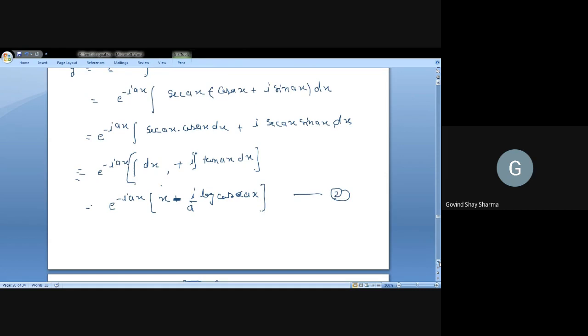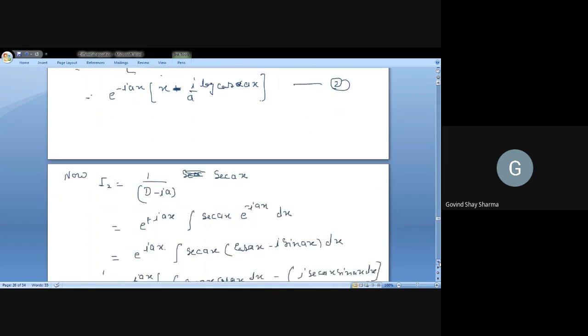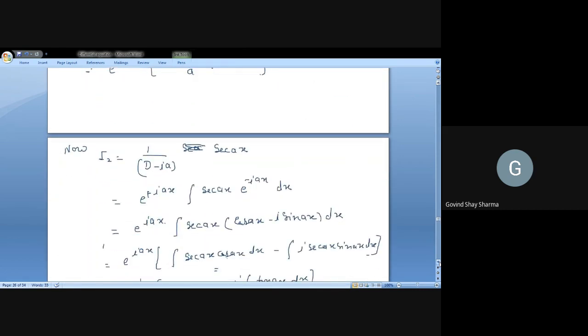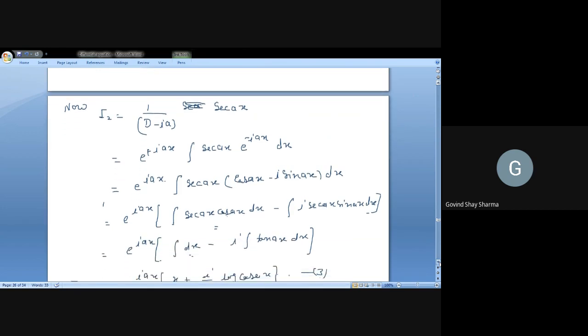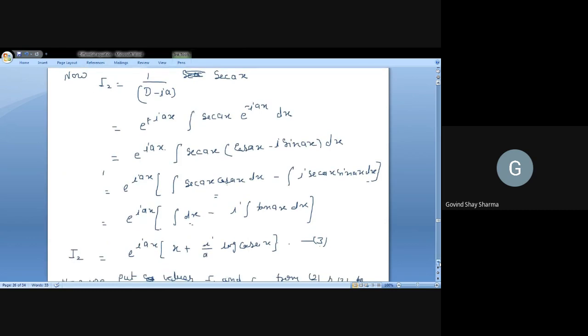Now I2 is sec ax upon D minus iota a. So again we use the general method and write e to the power iota ax integration sec ax e to the power minus iota ax. Again we solve it and find x plus iota upon a log cos ax.